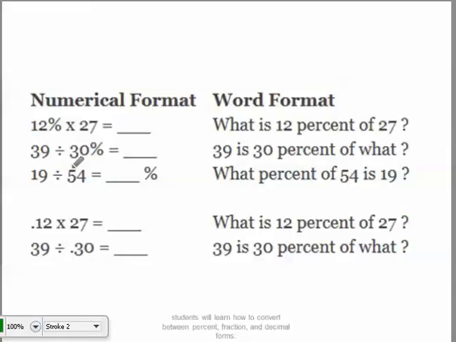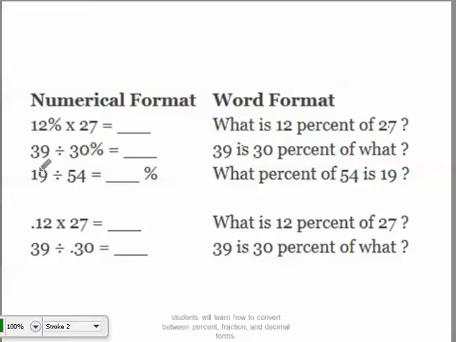If I'm given a numerical format like this one, 12% times 27, that's the same thing as the word format: What is 12% of 27? Okay, so I'm going to be multiplying. If I see 39 divided by 30%, that's saying 39 is 30% of what number? So all you've got to do there is divide by 30%.